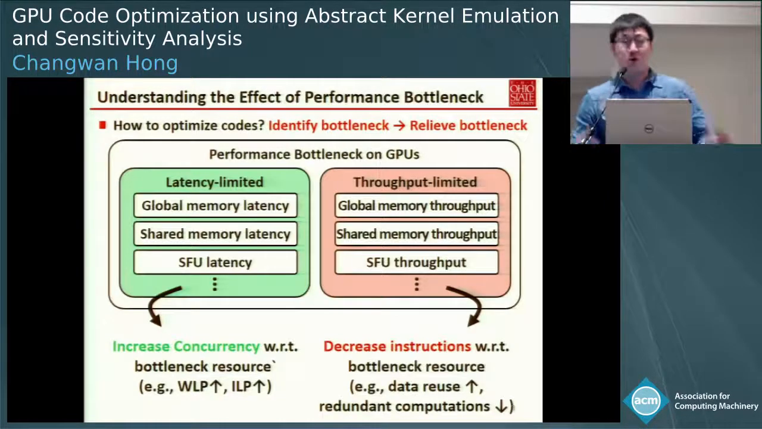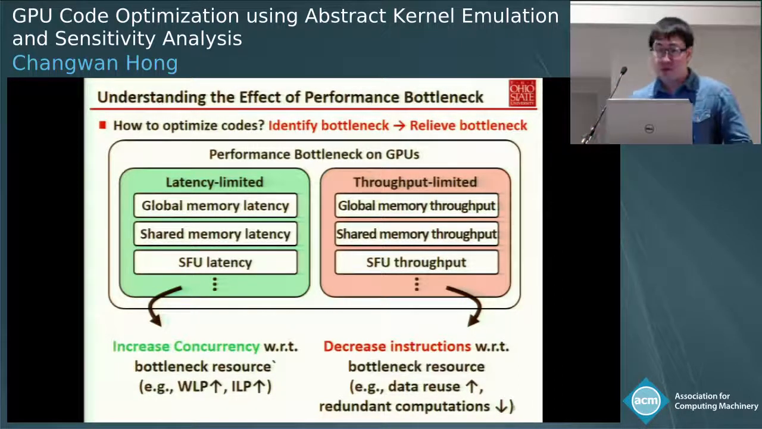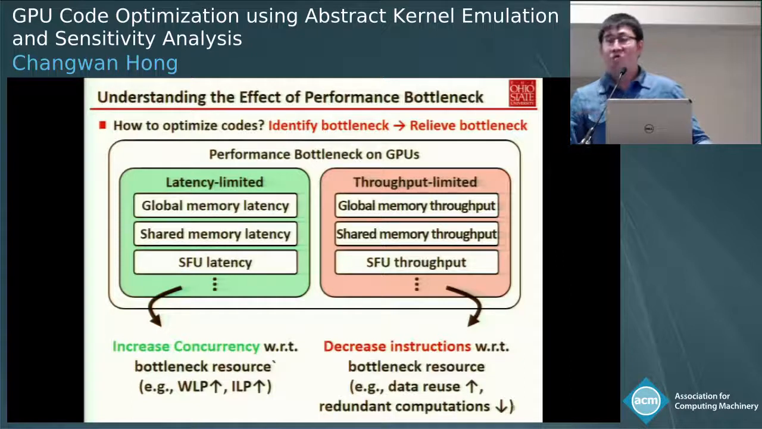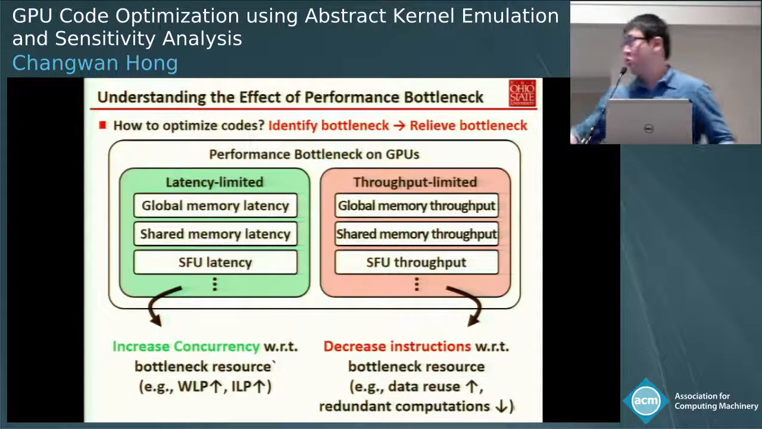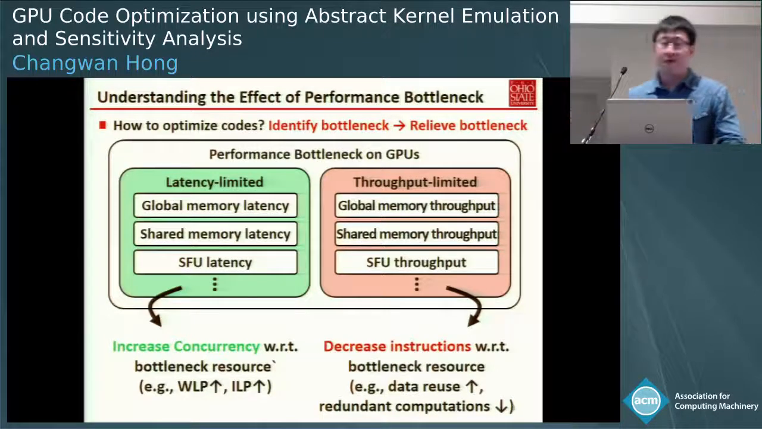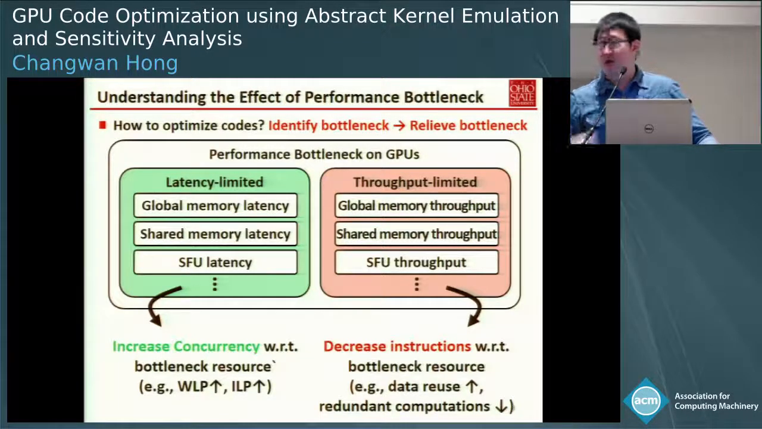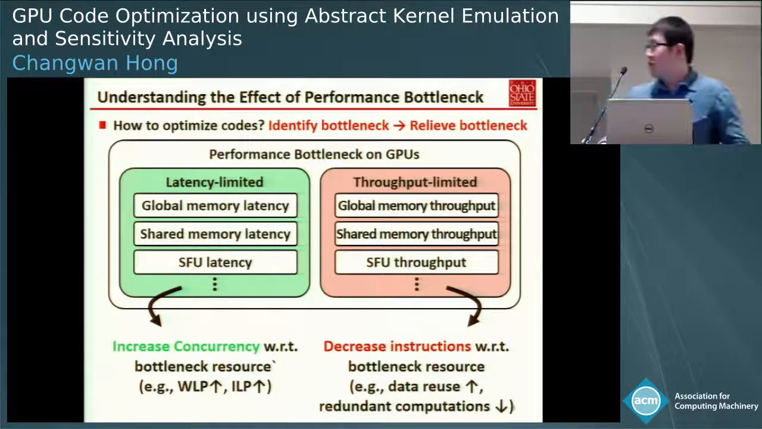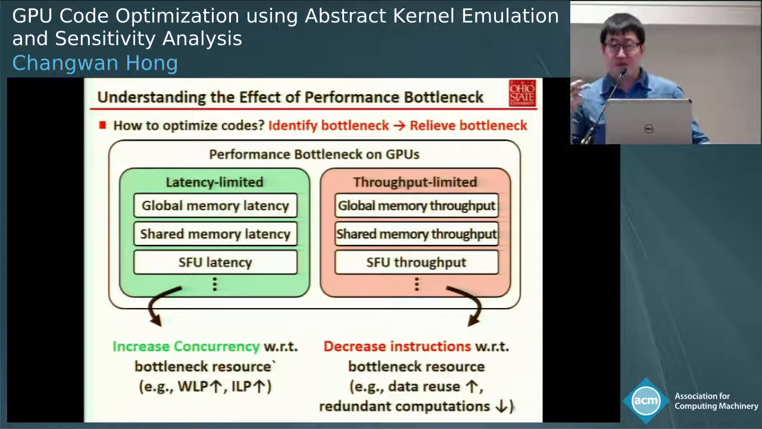As you know, on GPUs there are various kinds of resources, but performance is typically limited by one or more resources. So to optimize code, we have to identify and alleviate performance bottlenecks. There are two kinds of bottleneck: the first one is latency of a resource, and the second one is throughput of a resource. In the first scenario, the only way to improve performance is increasing concurrency.